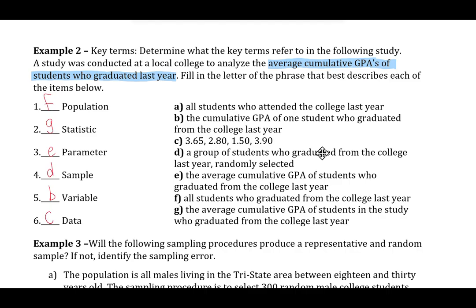A variable is a type of data value that's being collected. In this case, it is the cumulative GPA of any one student who graduated from the college last year. And our data will be our actual GPAs. So C is our actual GPAs.